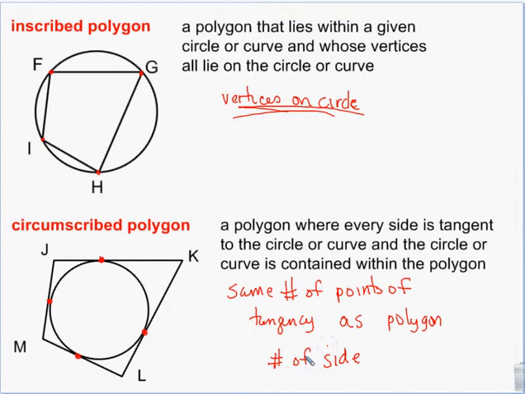So if we have a circle inside a triangle, circumscribed, so it's going to be touching that, you'll have 3 tangent points. If it's inside a square, you'll have 4 tangent points. Pentagon, 5, etc. Not too bad.